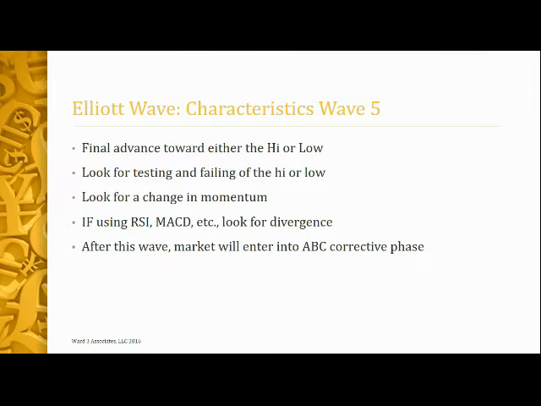After wave 5, you will see the ABC corrective phase, which is going to make it seem like, okay, now you're in a nice downtrend, when in all actuality, it's just a correction to the previous first 5 waves, which create a larger one wave.